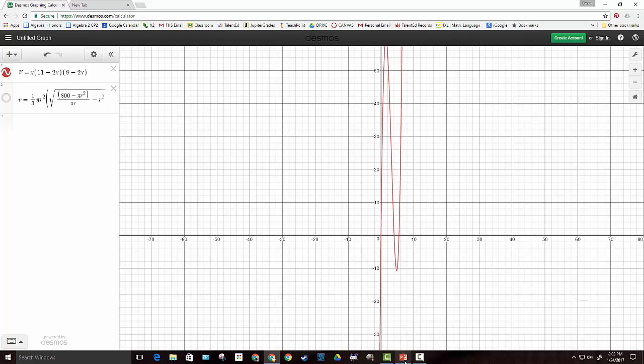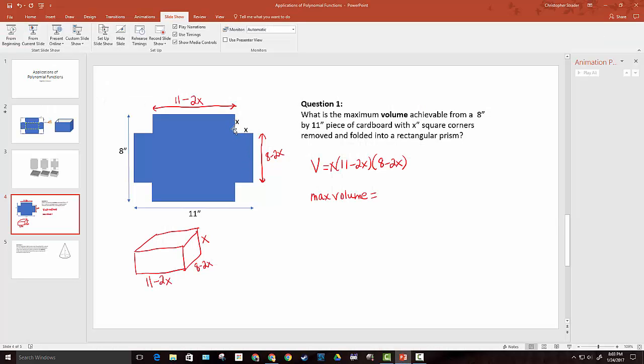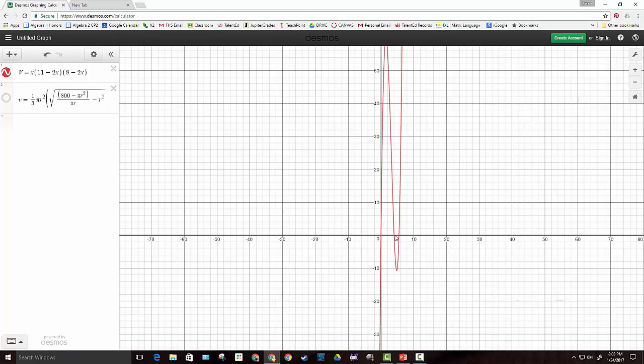X has a limitation. Let me go back to our picture, right? I can't cut out this size of a square. I'm limited by the 8 and the 11. So you'll notice that right here, there it is, that's at the point 4, 0, that's where the graph starts going below the x-axis, right? So those would be negative volumes. That wouldn't make any sense either. So really the only part of the domain that we're interested in would be from 0, that would be not cutting a square out, to 4 inches. That would be cutting the entire thing out. So we're limited to just that.